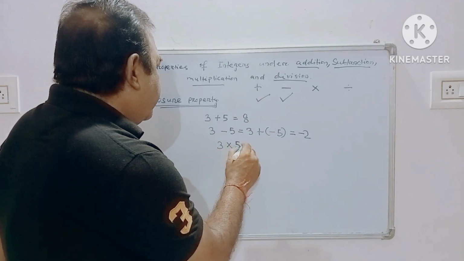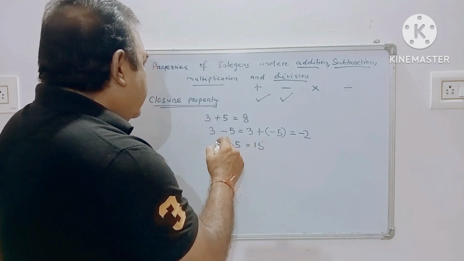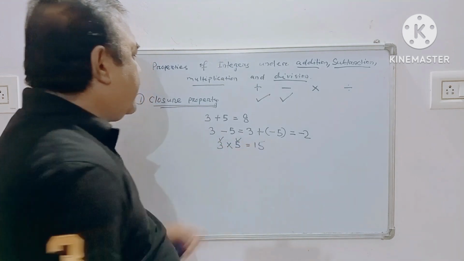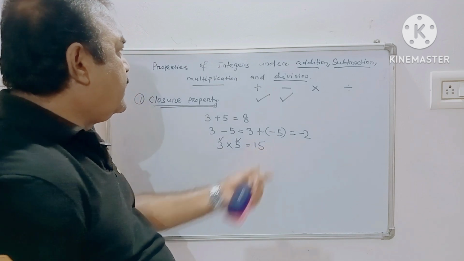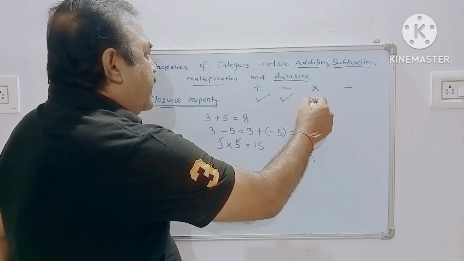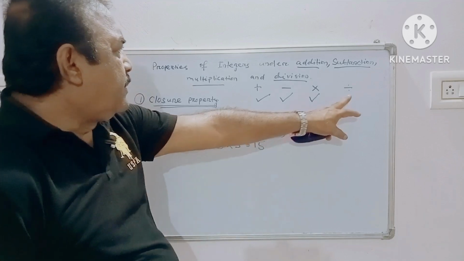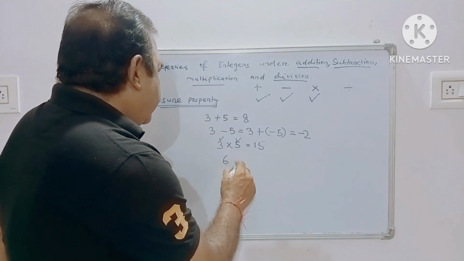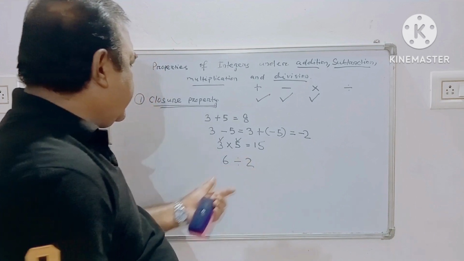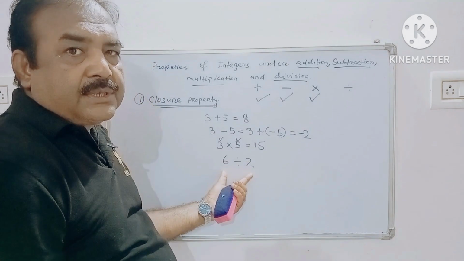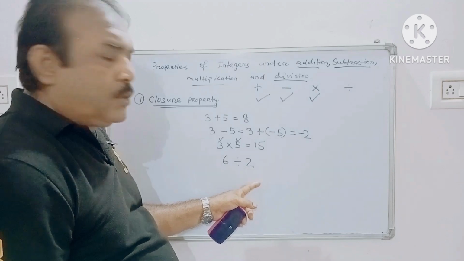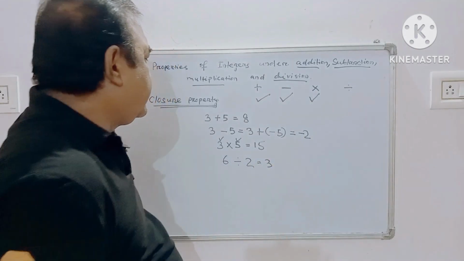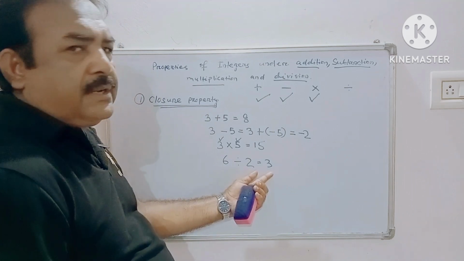Then come to multiplication. 3 into 5, that is 15. You see, 3 is an integer, 5 is an integer, and 15 the product is also an integer. So I give a tick mark here. Then come to this. If I write 6 divided by 2, 6 is an integer, 2 is an integer. I divide 6 by 2. So here the quotient is 3. So 3 is an integer.